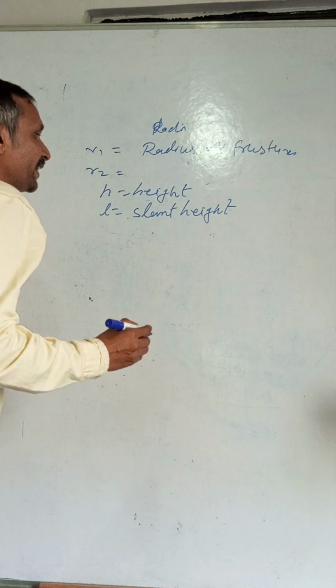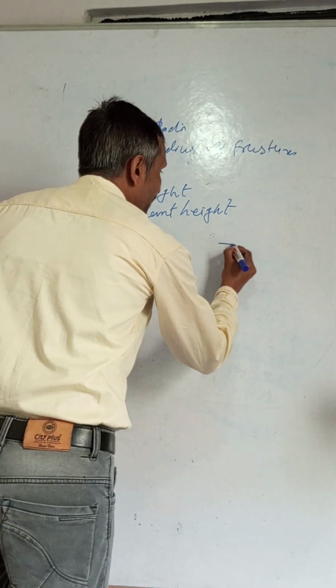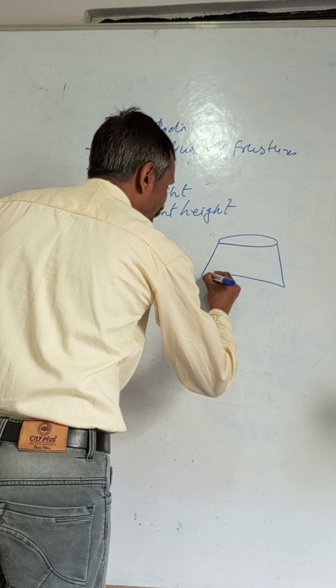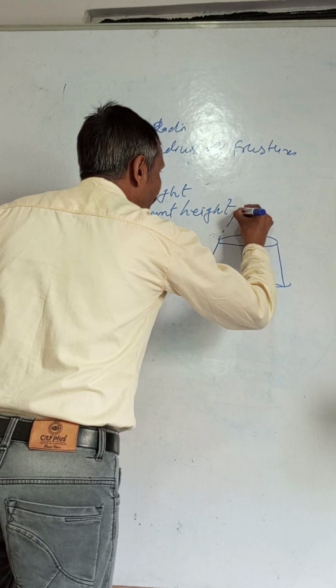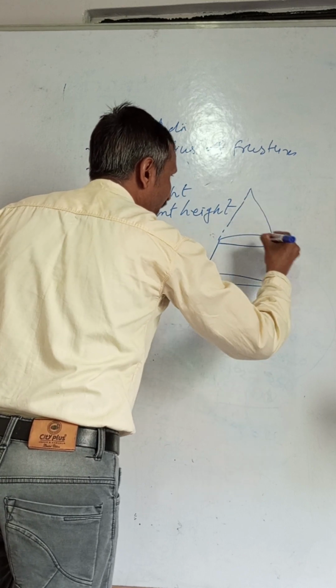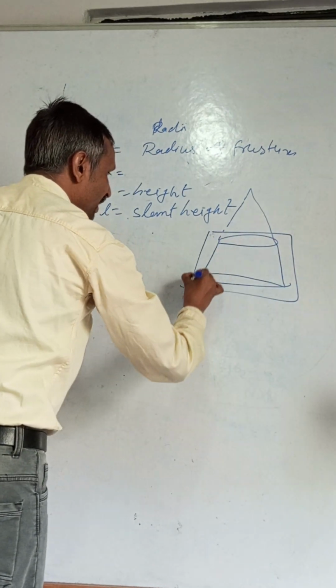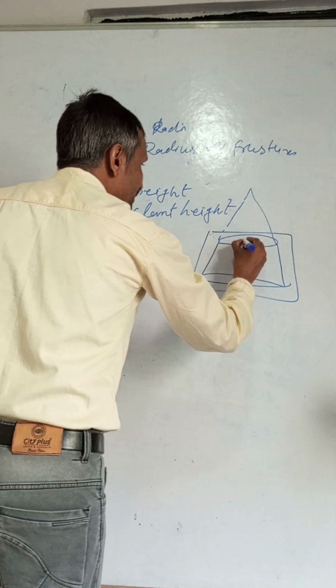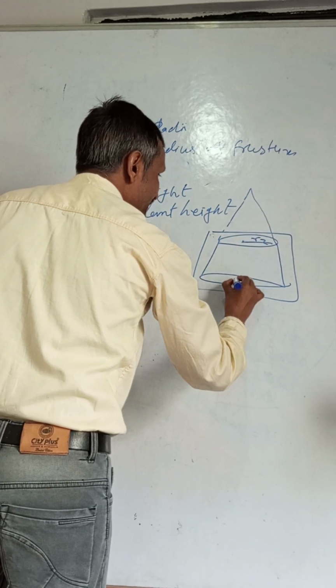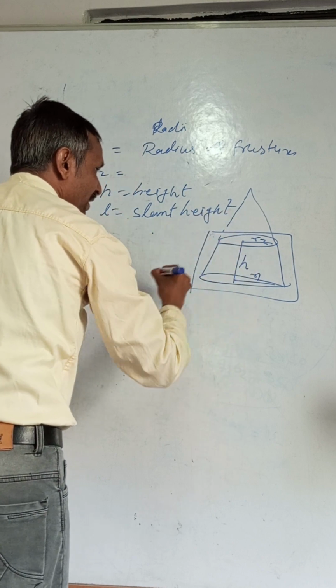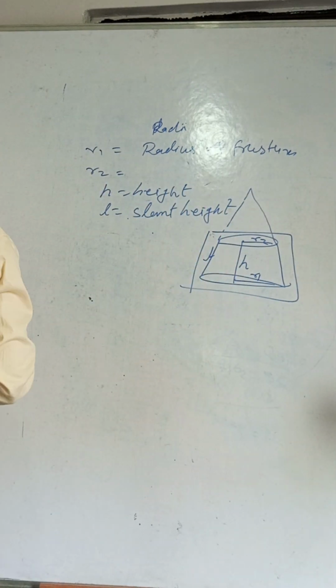Frustum means it is a part of a cone. If we extend the upper side, it will become a cone. So this much part is called the frustum. This part is R2 and this is R1, from here to here it is H, and this is L. So what is the volume of the frustum?